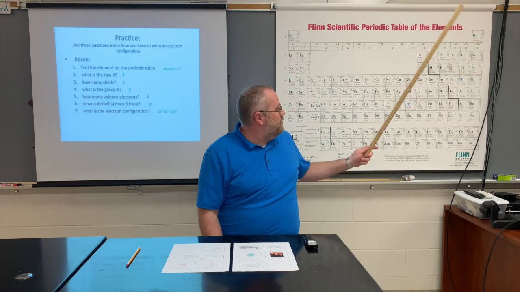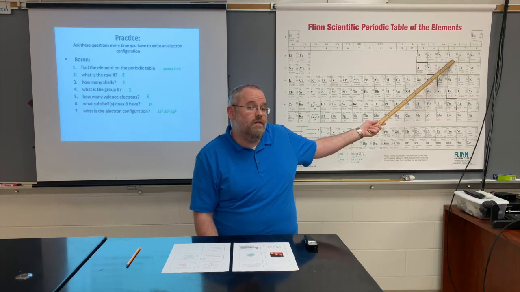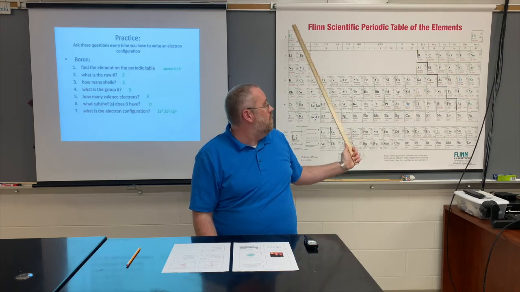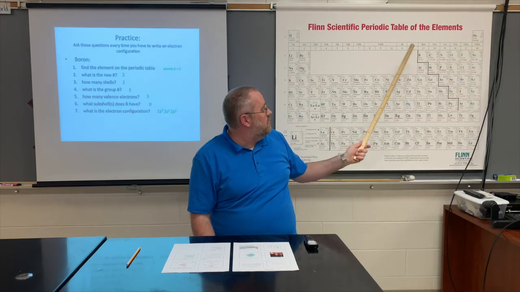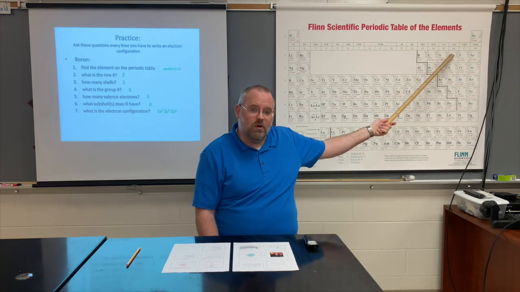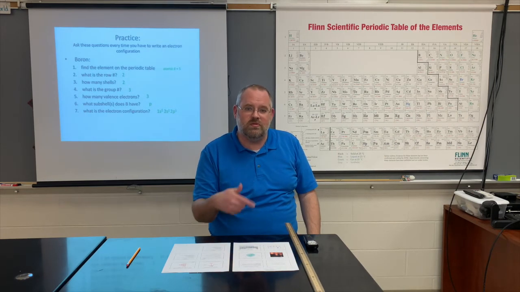For example, if I were to do oxygen, oxygen ends on 2p4. So your electron configuration of oxygen would be 1s2, 2s2, 2p4. You wouldn't write all those ones in the middle, 2p1, 2p2, 2p3, 2p4.